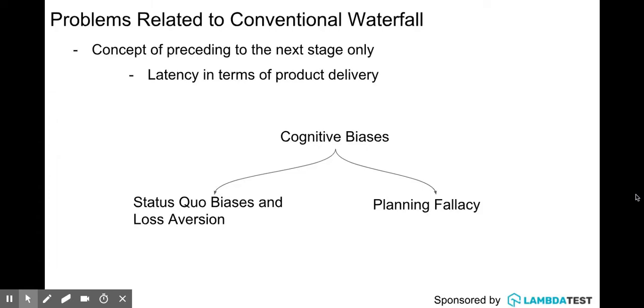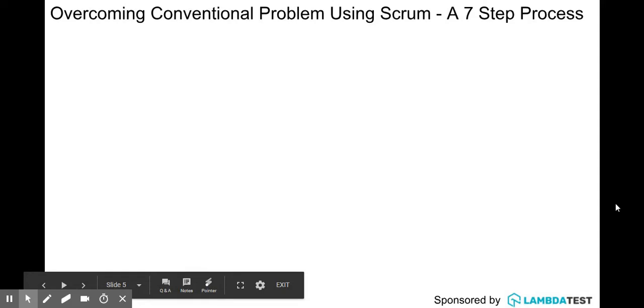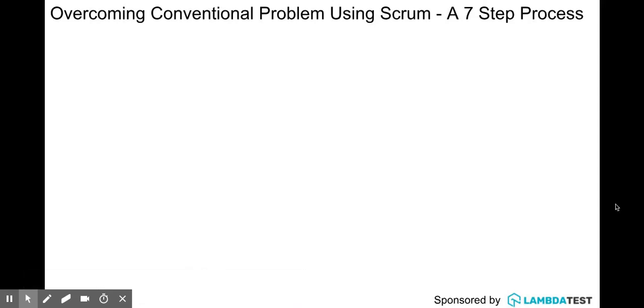Many times it happens that product owners wait for a couple of years to get their product available in the market by service providers, but due to mistakes on either side, that project may get delayed for a couple more years, which is again a huge loss for them. Now, let's talk about how to overcome the conventional problem using Scrum. So it's a 7-step process.